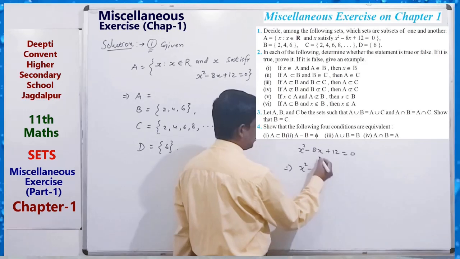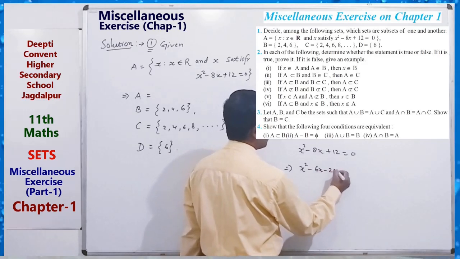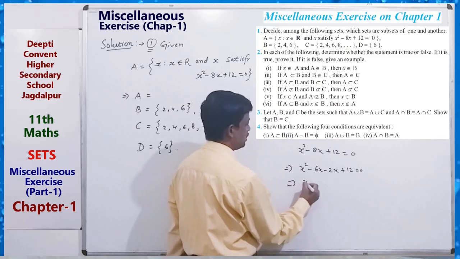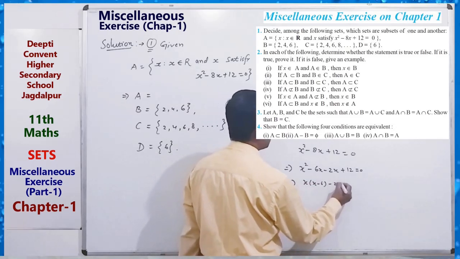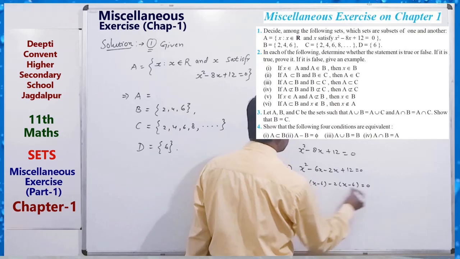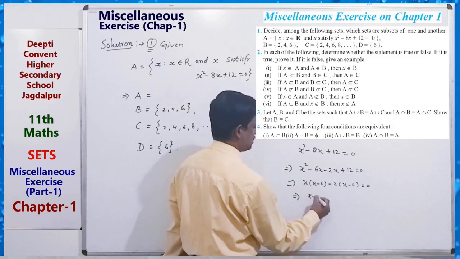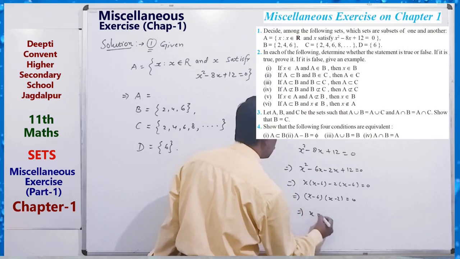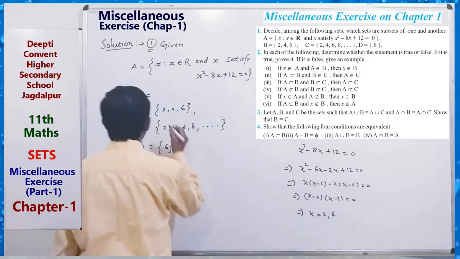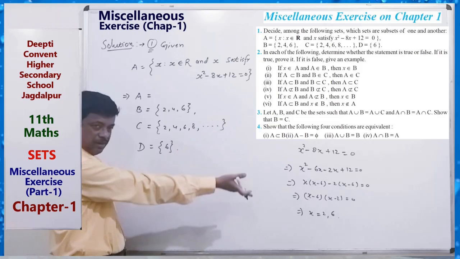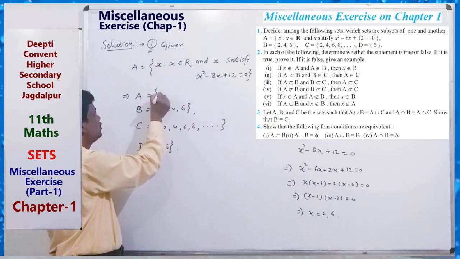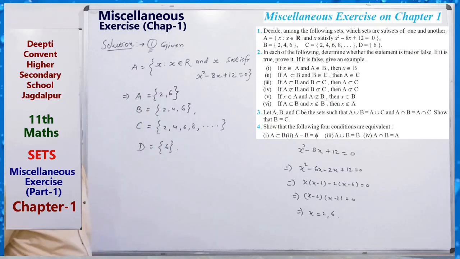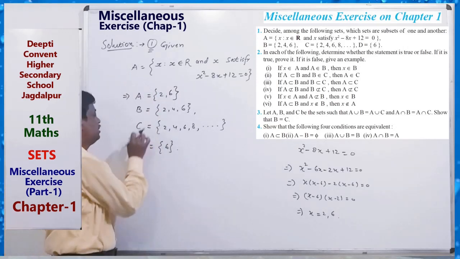So x square minus 6x minus 2x plus 12 equals 0. So we can see here x minus 6 into x minus 2 equals 0, means 2 and 6. That is, x equals 2 and 6. So these are the elements, these are the real values of x. So 2 and 6. This is the roster form.